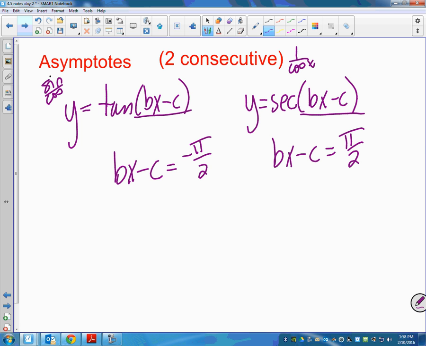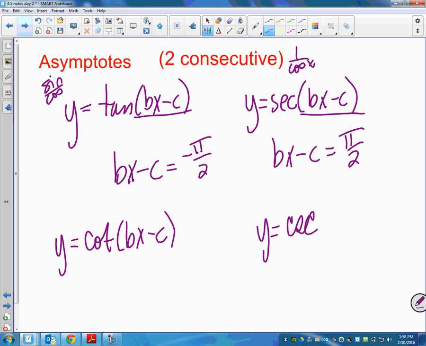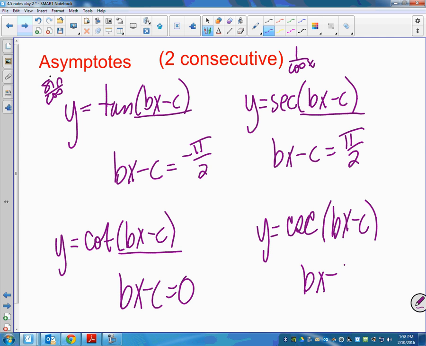And then the other 2 go together, cosecant and cotangent. So we can also say that y equals cotangent of bx minus c, or y equals cosecant of bx minus c. And maybe instead of remembering that, remember that both of them have sine at the bottom, and sine is 0 at 0 and pi, which means to find your 2 consecutive asymptotes, you're going to do bx minus c equals 0, and bx minus c equals pi, and you're going to solve it.